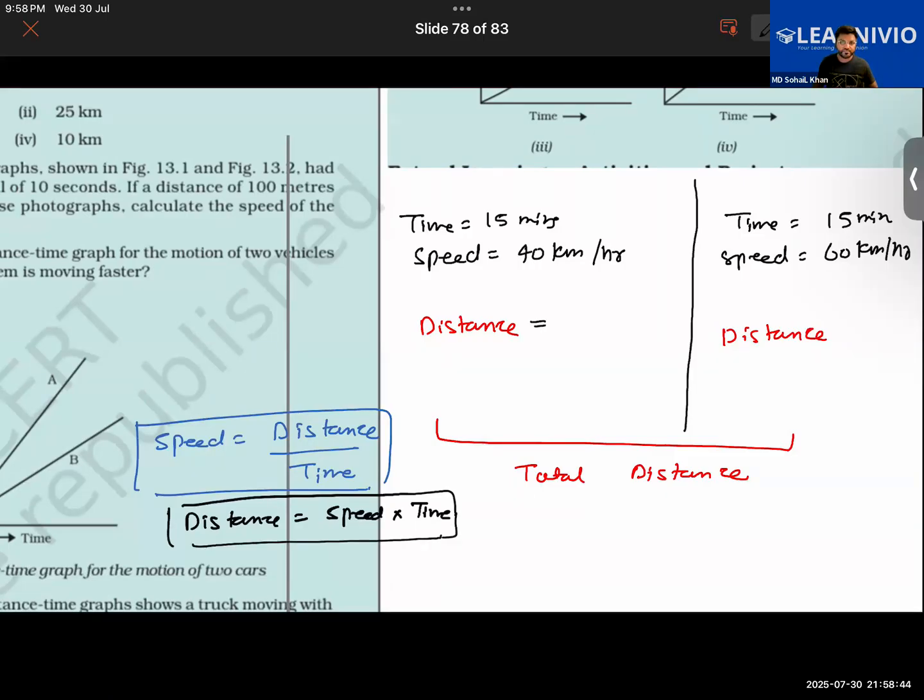We can also find the other formulas by knowing one formula. Obviously, you can find out the formula for time also. But questions related to time have not been asked, so I'm not going to cover it.